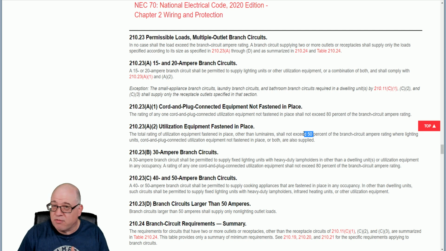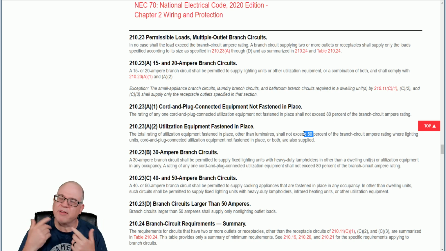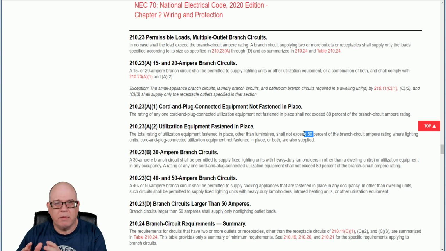So I would need to run an individual branch circuit for that utilization equipment that's fastened in place. Or I would simply remove the ability to have lighting or the cord and plug connected utilization equipment that is not fastened in place, which essentially would turn that into an individual branch circuit for that utilization equipment that is fastened in place. See, these are all the things that you have to think about. But this is not changing the rating of the branch circuit. This is altering the utilization equipment and its rating that can be applied to that branch circuit because of all these other conditions that are in play, okay? So the answer to this question is 50%, and it's based on 210.23(A)(2).